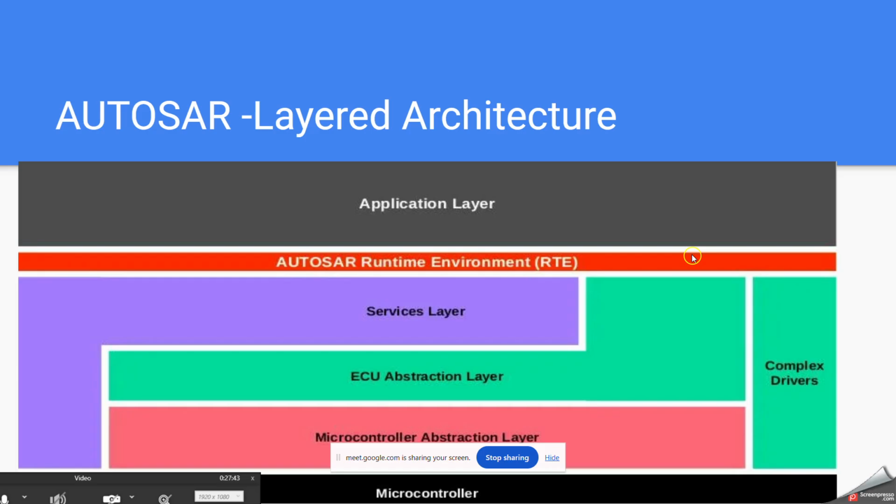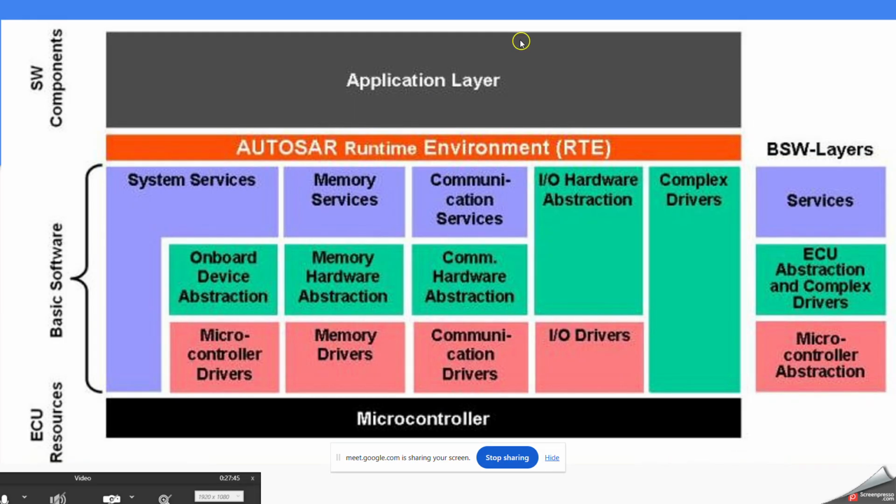So that is how flexible Autosar is. This is just a little on what is there inside the application layer. Like we have these system services. In the system services we'll be having OS. In the memory services we'll be having NVM. In communication services we'll be having COM, CAN, NM, and so on.